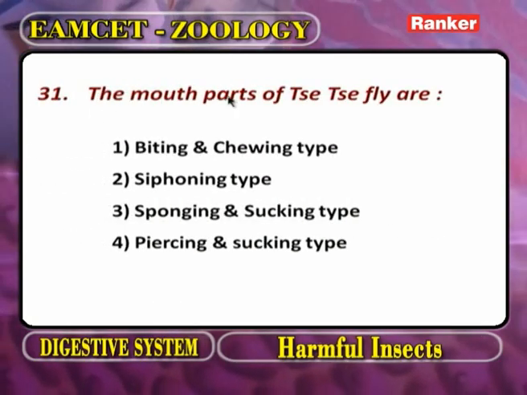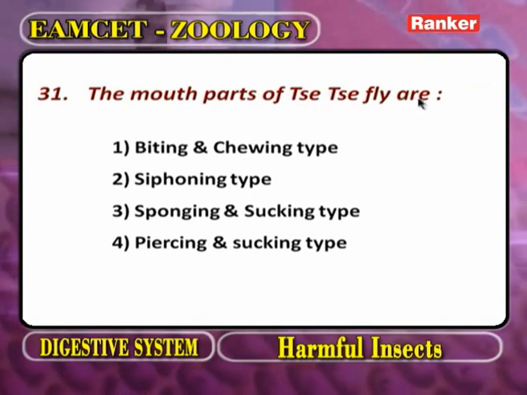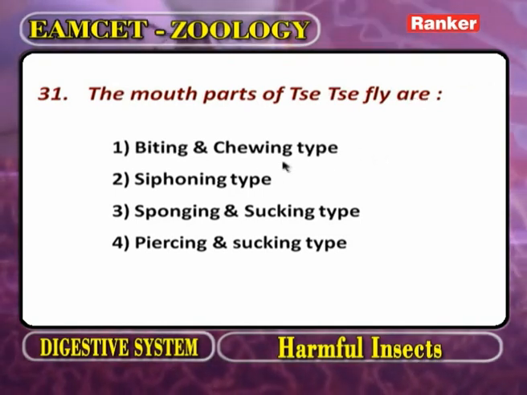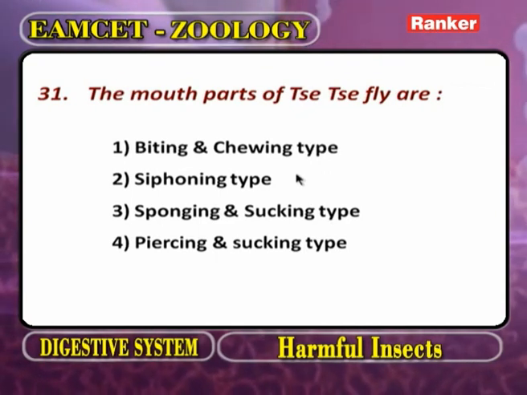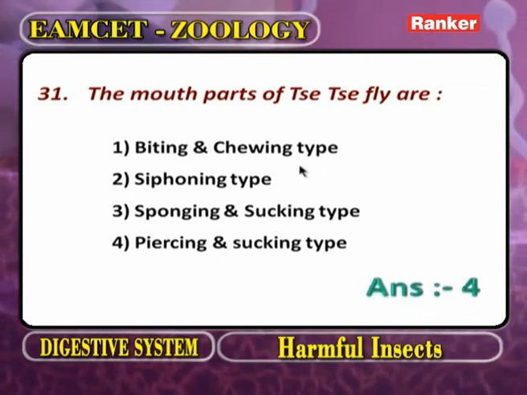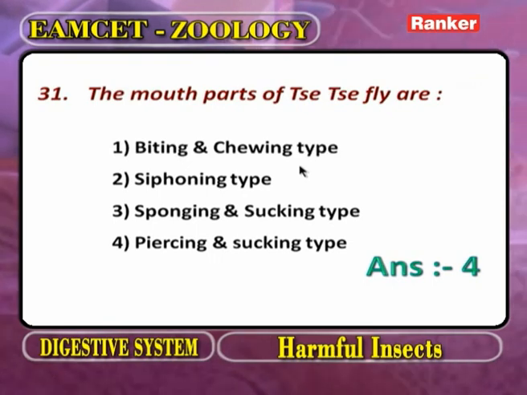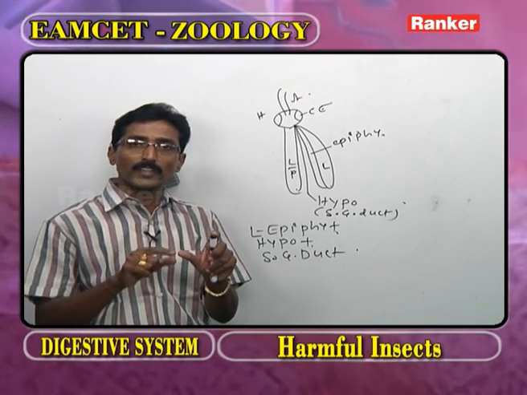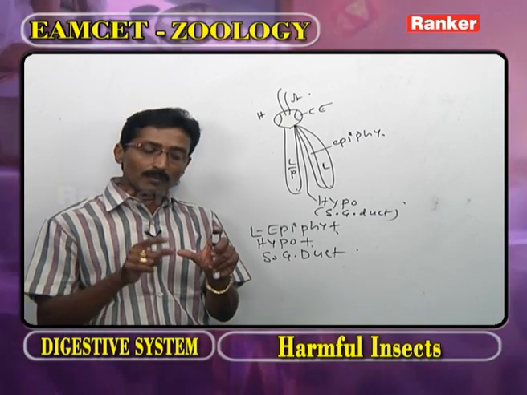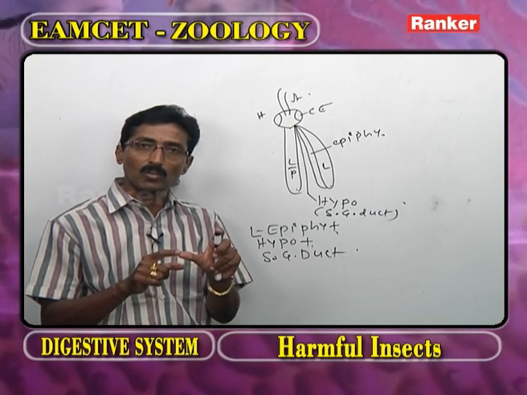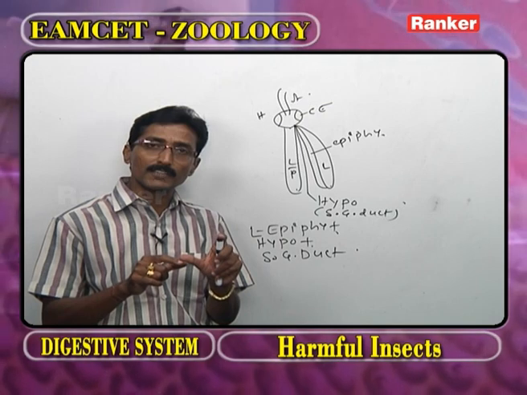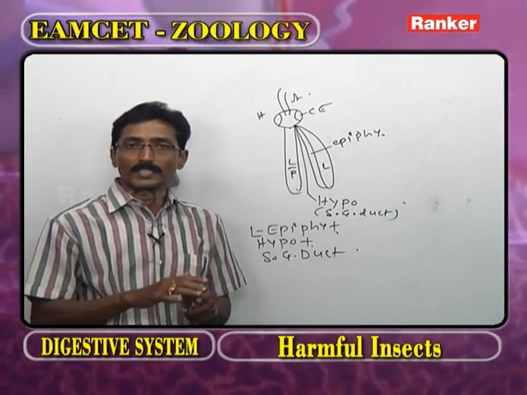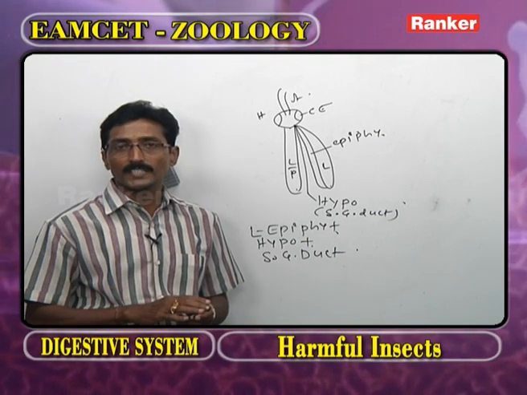The mouth parts of tsetse fly. As we observe the sanguivorous insects, what are sanguivorous insects? The blood sucking insects. One example is the female mosquito. One example is male and female bedbug. One example is male and female head louse. One example is tsetse fly, etc.